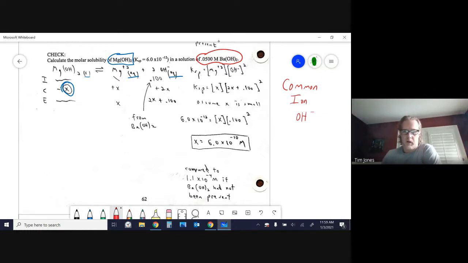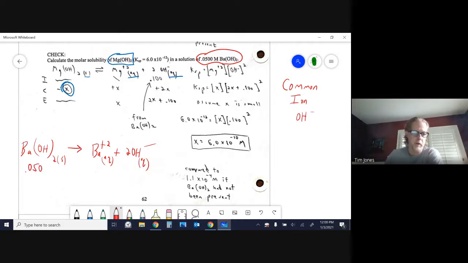Notice barium hydroxide, which is already dissolved. When this dissolves in water, you get barium ions, you get 2 hydroxides. That's important because if we say that this is 0.05 molarity, that means once this dissolves, the barium is 0.05 molarity, which we're not concerned with. But the hydroxide is double that, it's 0.100 molarity.